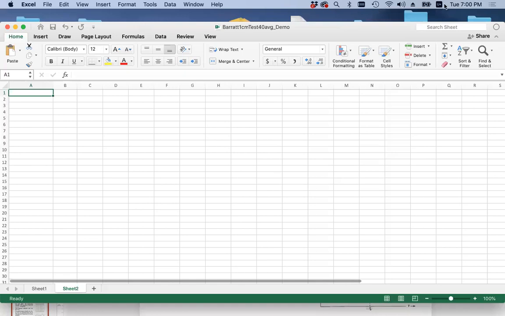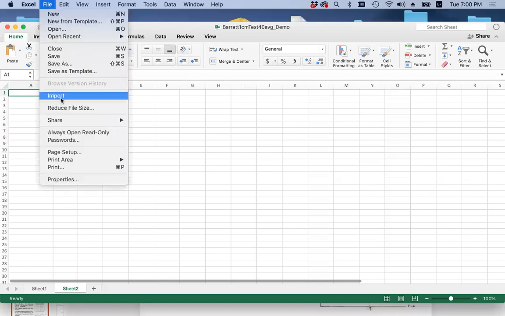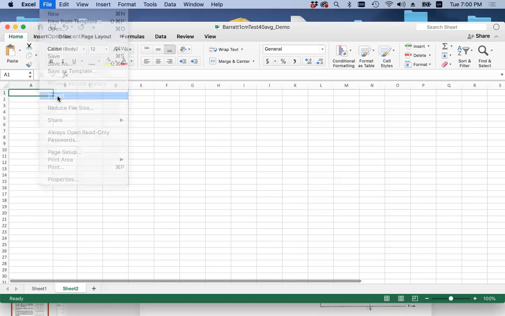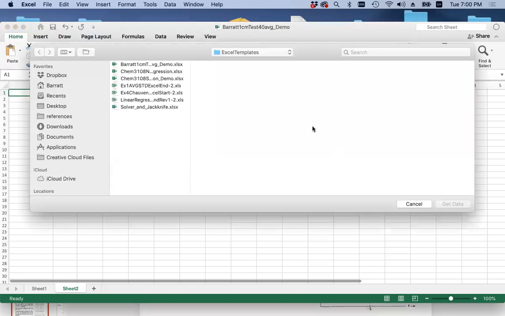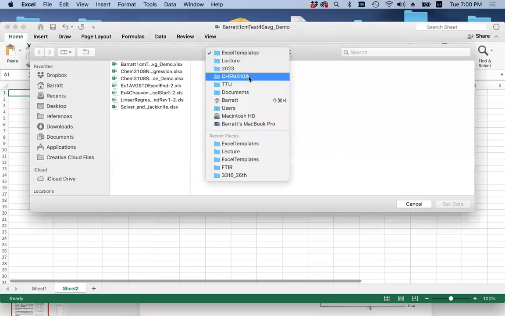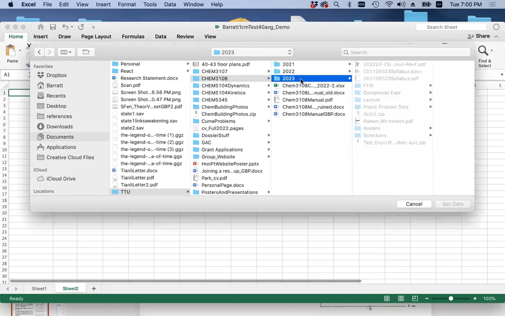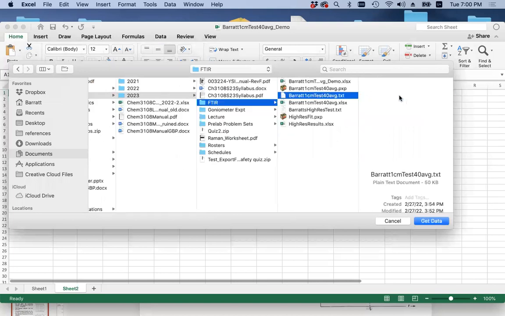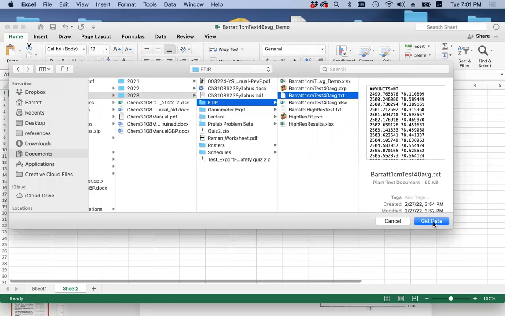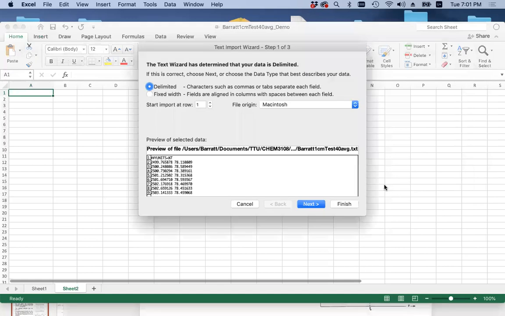So I'm going to go to under the file menu in Excel. I'm going to go to import. In this particular case, the file has a .txt extension, so it's a text file. So I'm going to import text, and then I'm going to find where the file is located. It's in my FTIR folder, and let's choose this data set that I took. So I'm going to hit get data.